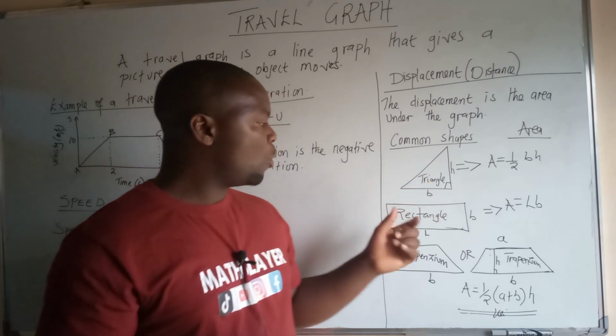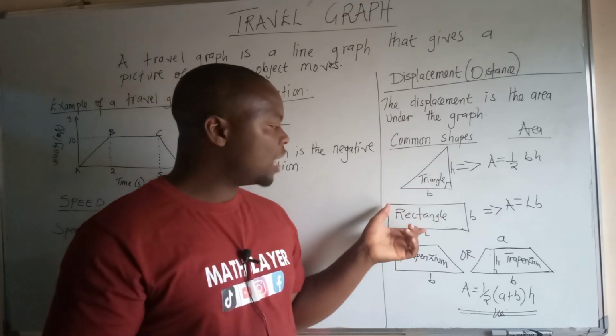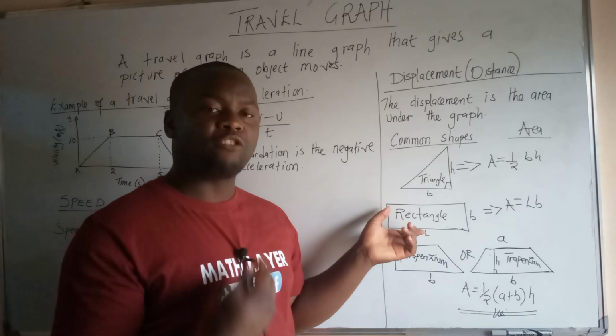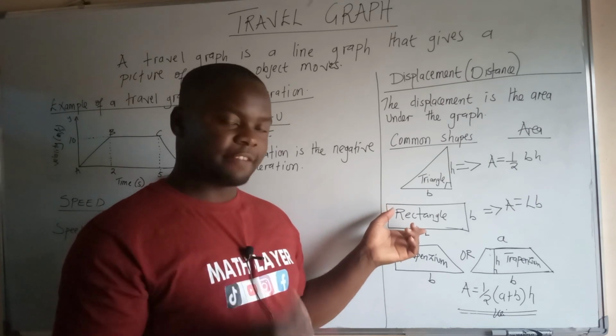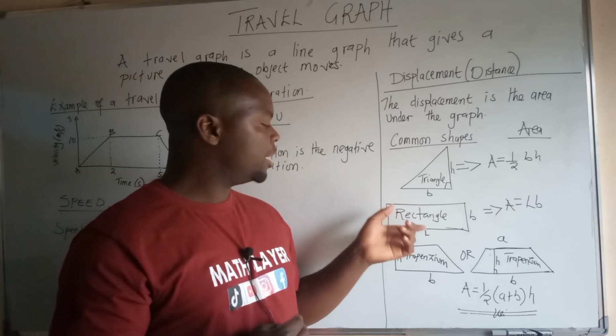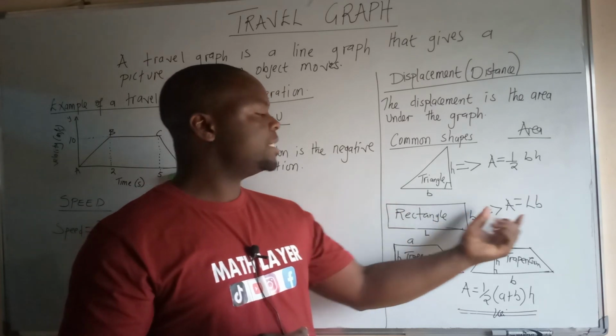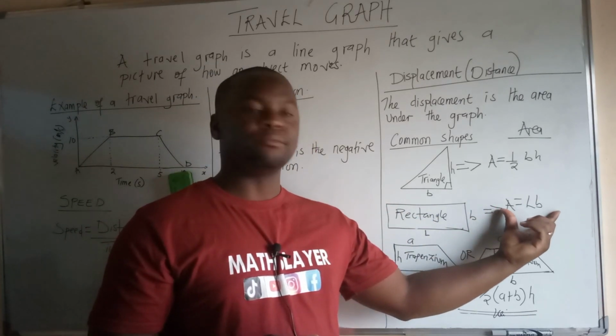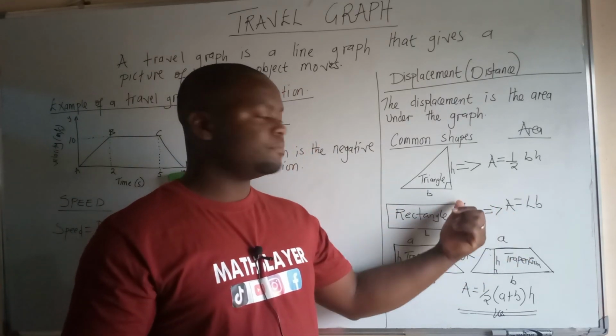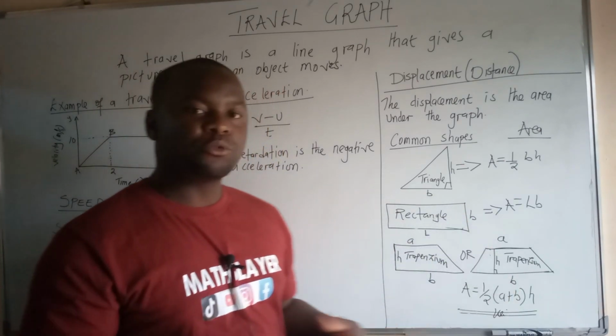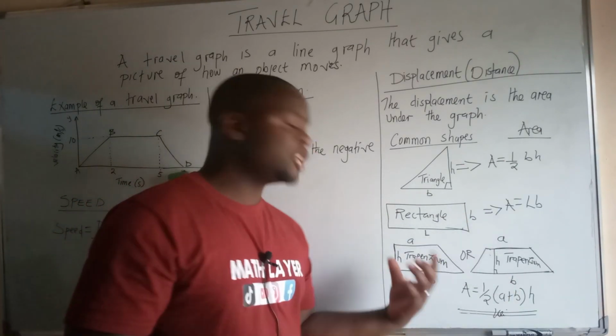Apart from the triangle, we have a rectangle. A rectangle is one of the shapes which is formed under the trivial graph. The formula for the area of a rectangle is area equals l times b. This is l, this is b. The other shape that we need to appreciate is a trapezium.